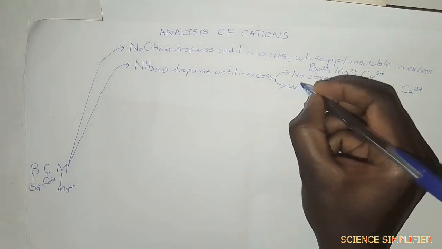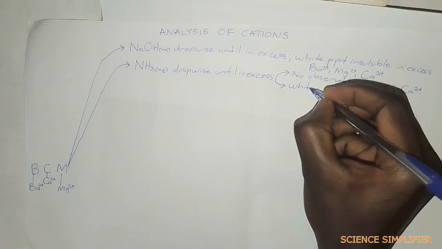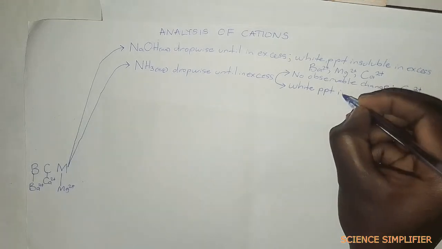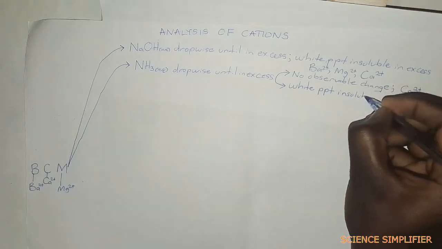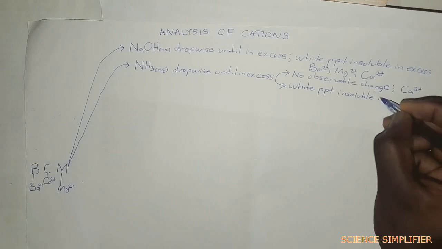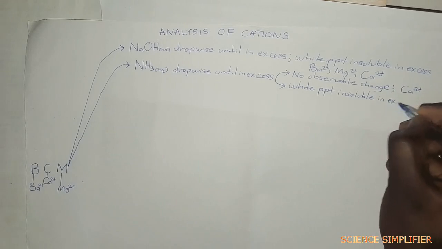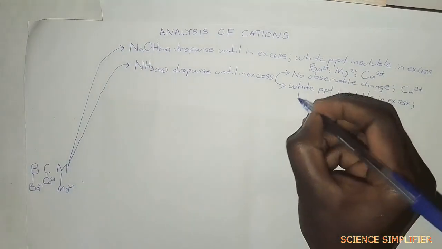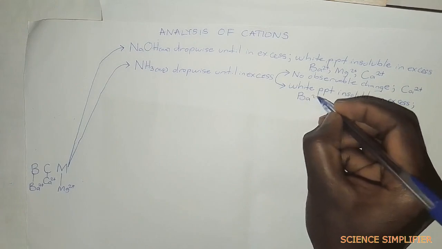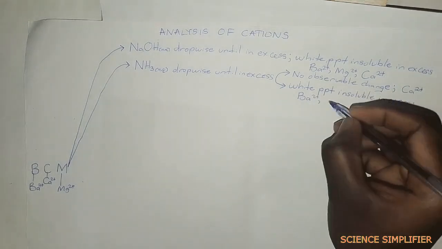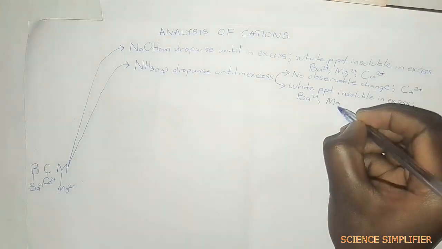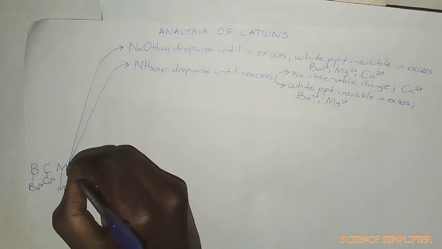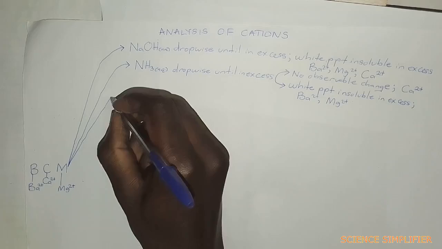Now another observation, you can have white precipitate insoluble in excess. Just know at that point you are having barium ions and also magnesium ions. Now we can move to the next reagent.